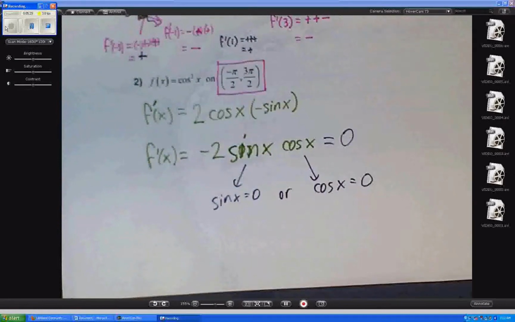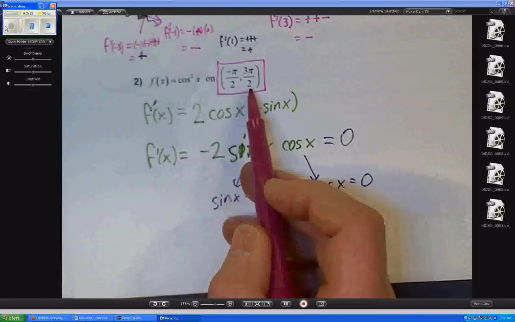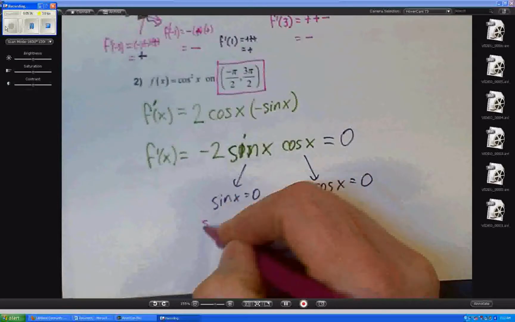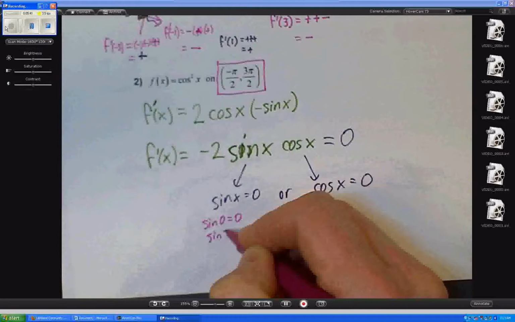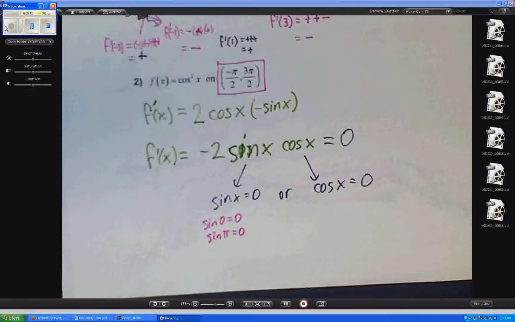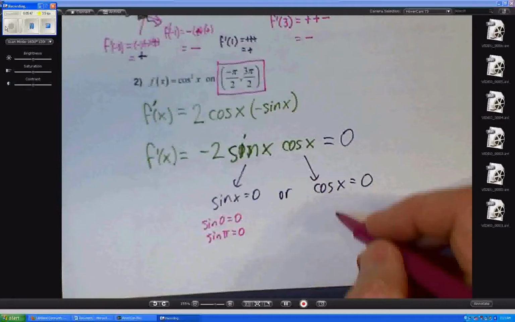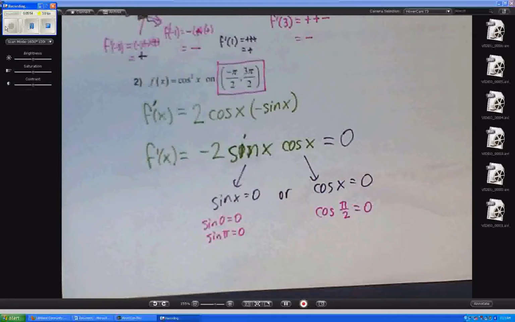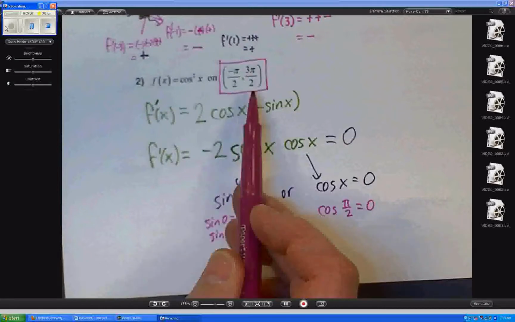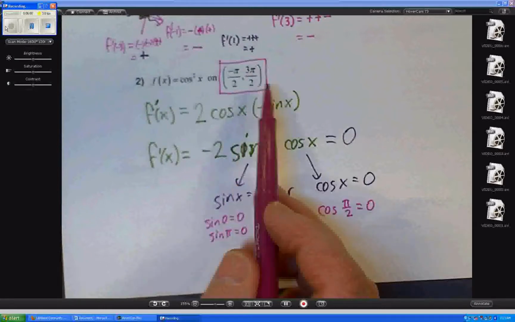But when I go from negative pi over 2 to 3 pi over 2, I know, for instance, that the sine of 0 is 0. And I know that the sine of pi is 0. Okay? And the only place that it's going to happen for the cosine function is when I take the cosine of pi over 2. Okay? That's also 0. I know that the cosine of 3 pi over 2 is 0, but we're not including that. This is an open interval. Same as negative pi over 2.